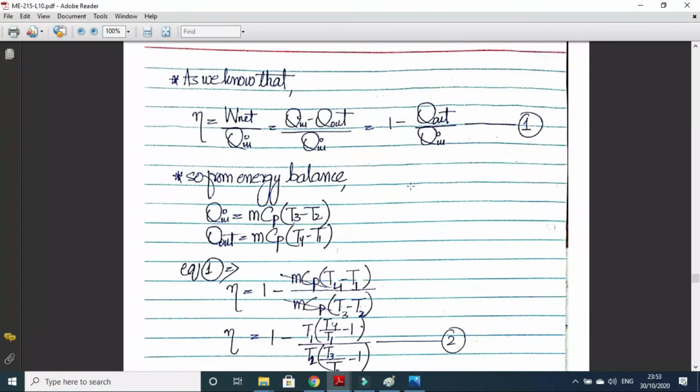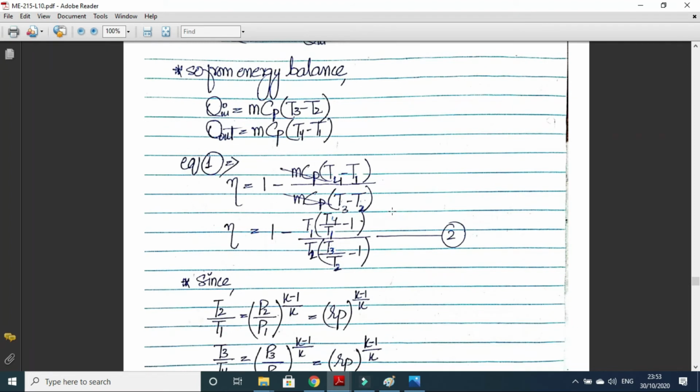We can do the efficiency derivation in the same way. Efficiency is W net upon Q in, which is 1 minus Q out upon Q in, equation number 1. Now Q in will be equal to H3 minus H2, because it's a constant pressure heat addition, which can be written as m Cp (T3 minus T2). Q out will also be H4 minus H1, not U4 minus U1, so it will be m Cp (T4 minus T1). We can put the values of Q out and Q in here.